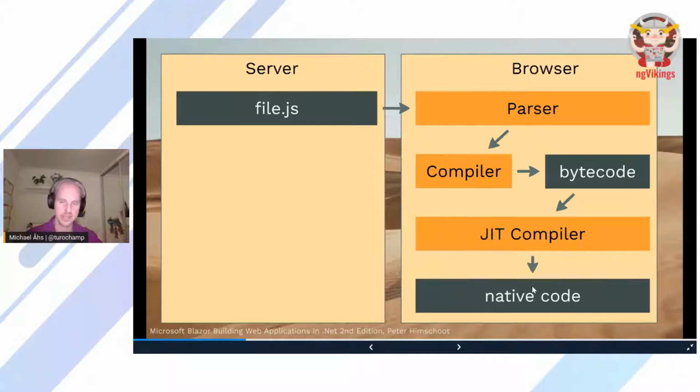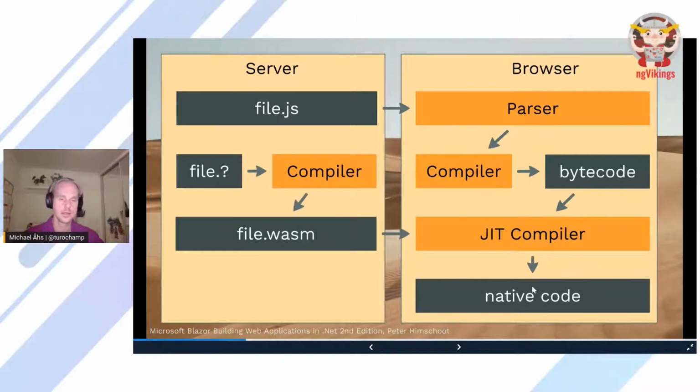And that then becomes native code, and we get the experience that the user gets. Let's contrast that to WebAssembly. With WebAssembly, the file can be in any language which has a compiler: C#, Rust, or such. So let's assume it's a Rust file. It goes to the Rust compiler.